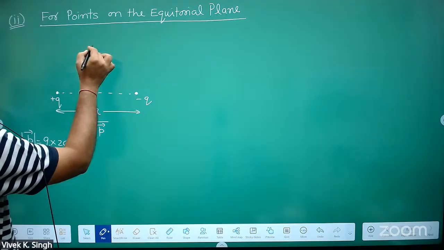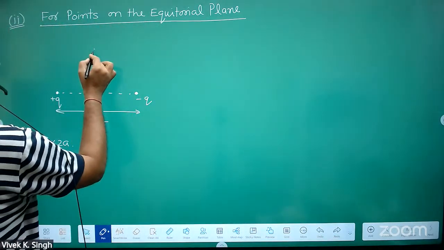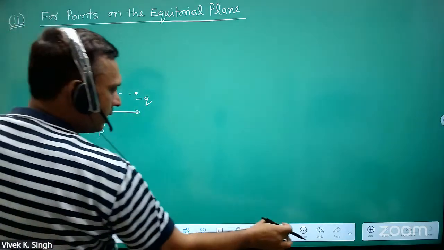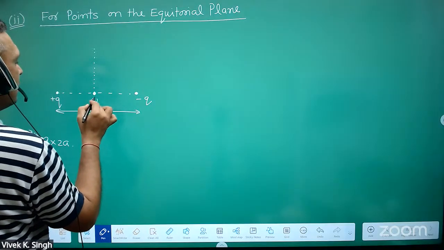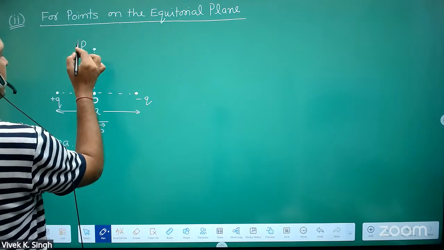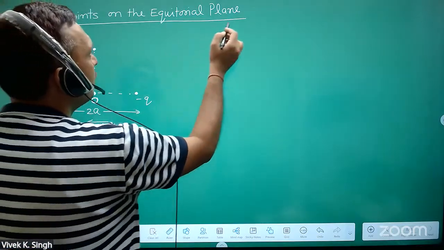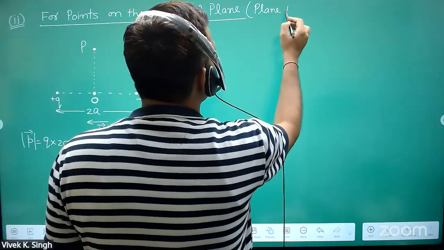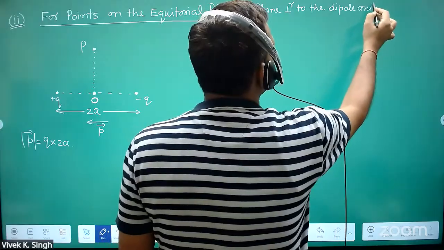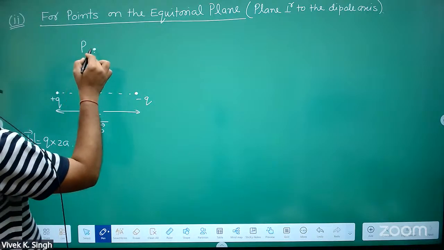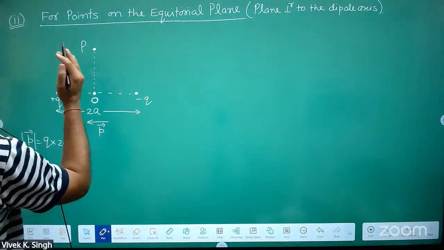Now you have to find, let's consider some point that is on the equatorial plane. Let's say this is the center of the dipole, and this point P lies on a plane that is perpendicular to the dipole axis. The equatorial plane is the plane perpendicular to the dipole axis. So we have to see what the resultant field will be at any point P that is in the plane perpendicular to the dipole axis.